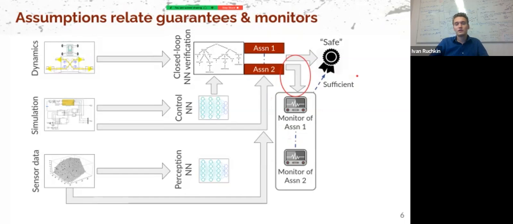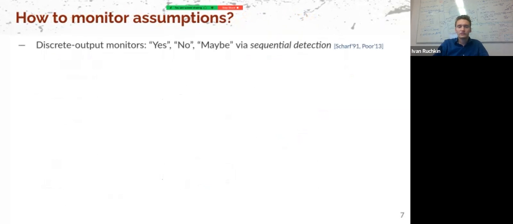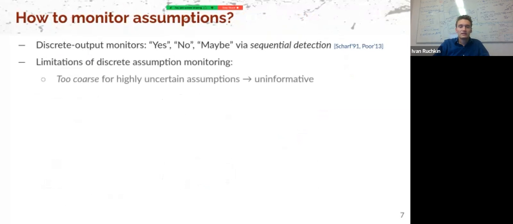I want to say a couple of words about how we can monitor these assumptions. There are several options there. The typical approaches have discrete outputs such as yes, the assumption holds, no, it doesn't hold, or maybe, we don't know. There are well-developed theories for this kind of monitoring, but they are not ideal in our situation. One issue is that these outputs are not granular enough. If you have a highly uncertain assumption, for example, some kind of statistical independence, your monitor may not have enough data, and then it will just tell you maybe, maybe, maybe. That's not very useful or actionable.